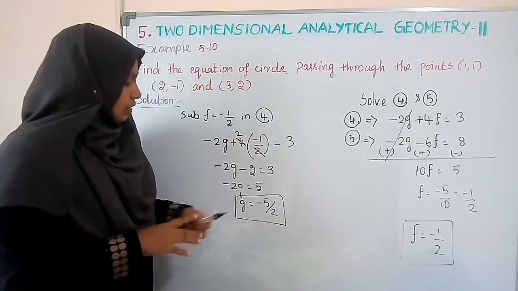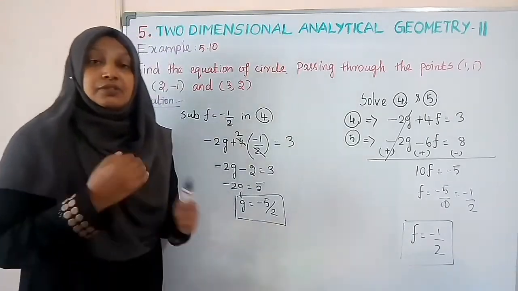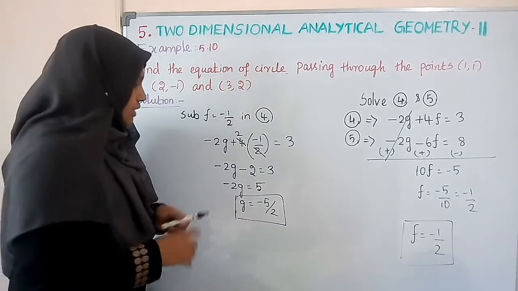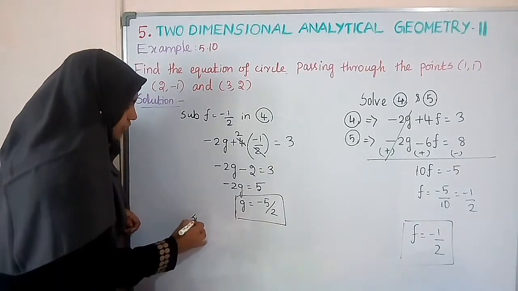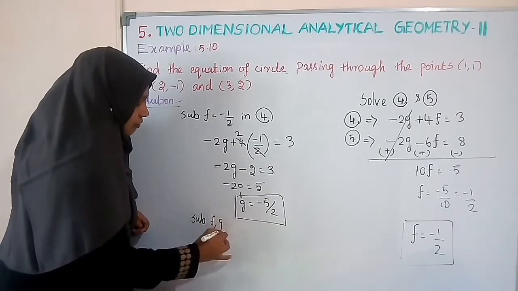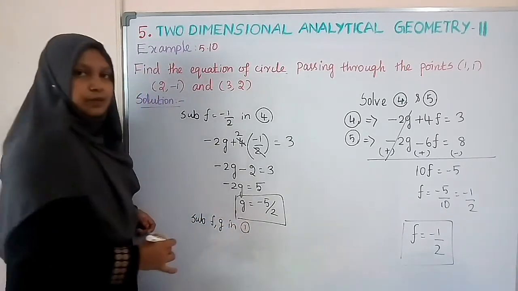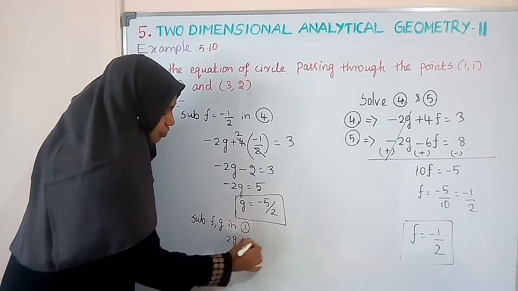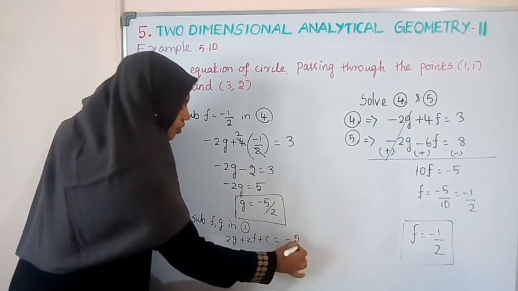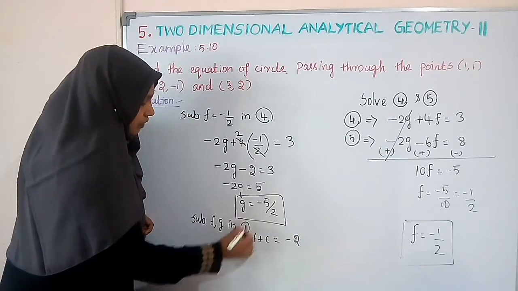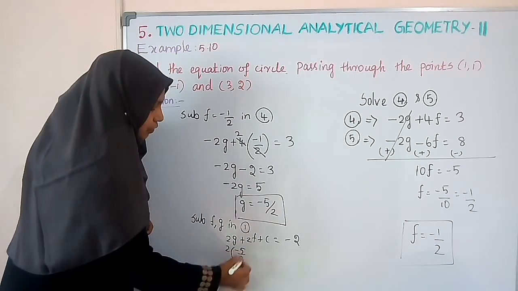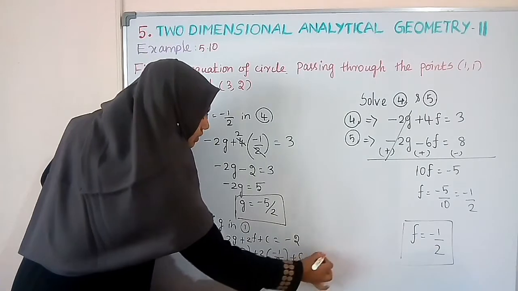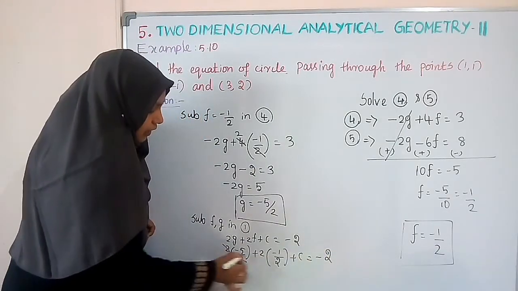Now substitute this value of g and f in the first set of equations, that is equation number 1, 2 or 3. Consider any one equation. I am substituting in the first equation. Substitute f and g in equation 1. What is your first equation? It is 2g + 2f + c = -2. So 2g, where g is -5/2, plus 2f, where f is -1/2, plus c is equal to -2. The 2 gets eliminated.